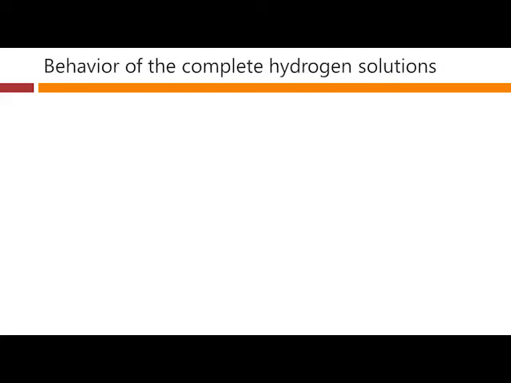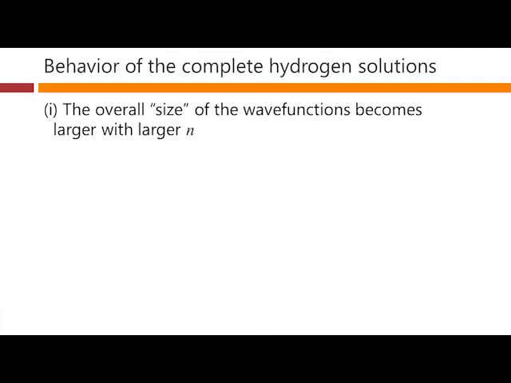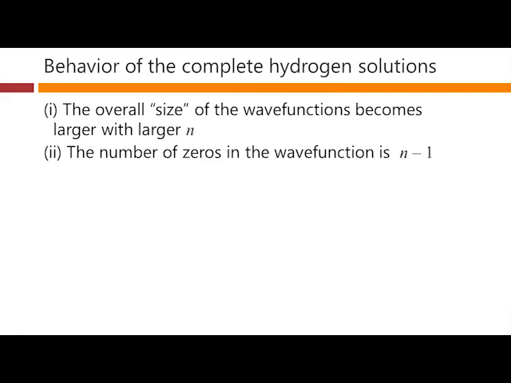So let's just summarize the behavior of the complete hydrogen solutions we've been looking at. The overall size of the wave functions, first of all, becomes larger with larger n. We've seen that. It falls off as minus rho over n, essentially. And the number of zeros in the wave function overall is really n minus 1. It's the principal quantum number minus 1. These can be in the radial functions, but if we have L greater than 0, then we start to get fewer zeros in the radial functions and we get them in the angular functions instead.